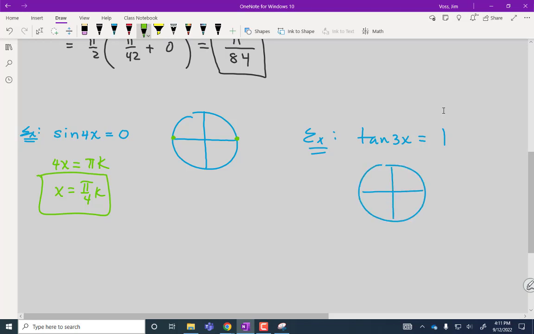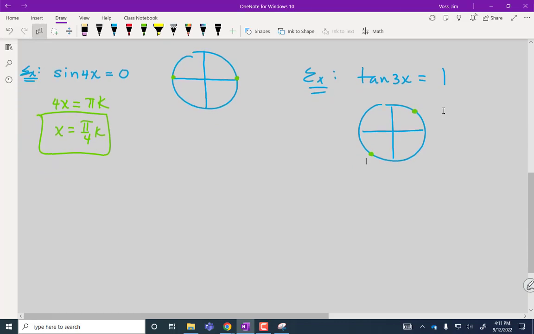Where is tangent equal to 1? Tangent is equal to 1 there or there. So then we are going to set the angle equal to, so 3x will be pi over 4 plus pi k. That would be the general solution. Pi over 4 is the first one, but then you add pi, add pi, add pi, and those will all bring you to terminal rays that have a tan of 1.